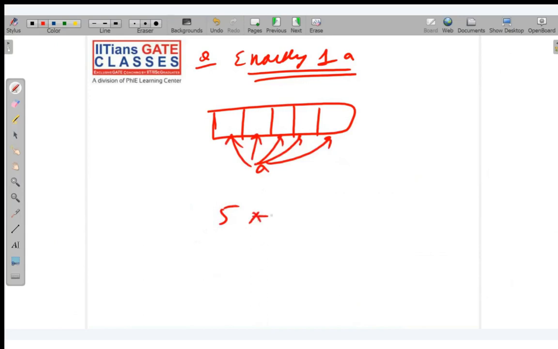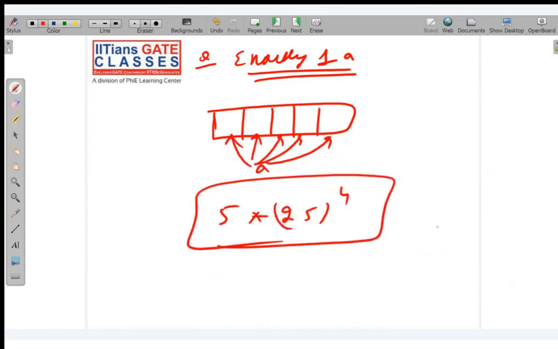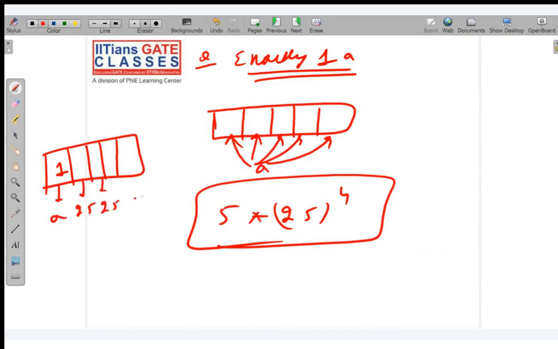And after that, what will we do? 25 power 4. I think you have got it, right? If you still have any doubt, let me show you. So here one possibility, that means A, and rest everywhere 25, 25, 25, and so on. So 1 into 25 power 4. Now next time one will come here, next time here, next time here, next time here.